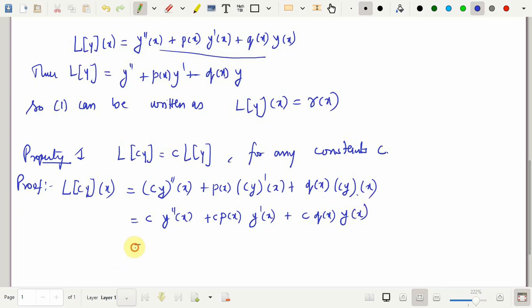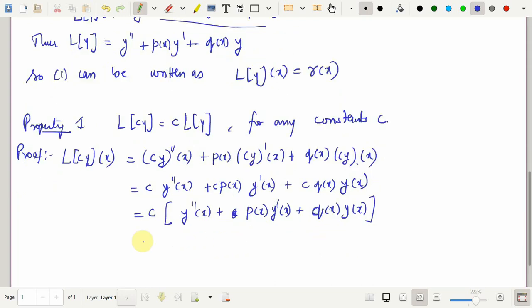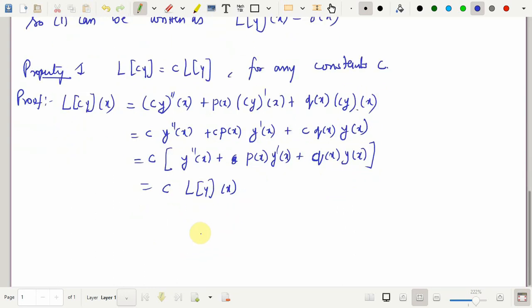And so, this is the same as C into y double prime of x plus C into p of x into y prime of x plus C into q of x into y of x. Now, if you see the term in bracket, that is exactly L y of x. So, that is the same as C into L y of x. Now, we have proved that these two functions are equal at any point x, and so thus they are identically equal. I can say that L of C y is equal to C into L of y.